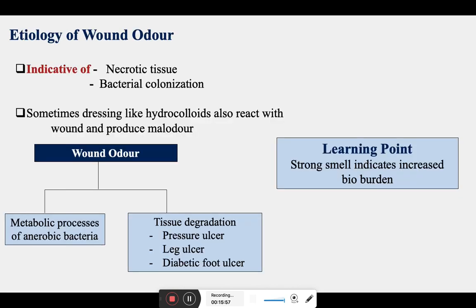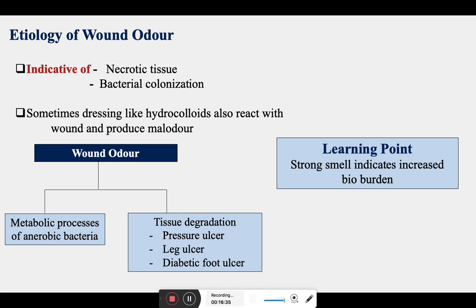Now coming to the odor of the wound, what does it indicate? It indicates the tissue is either necrosed or there is bacterial colonization. Now sometimes dressings like hydrocolloids also react with the wound and produce a malodor. So wound odor may be because of metabolic process of anaerobic bacteria, or it may be due to tissue degeneration, which may be because of pressure ulcers or leg ulcers or diabetic foot ulcers.